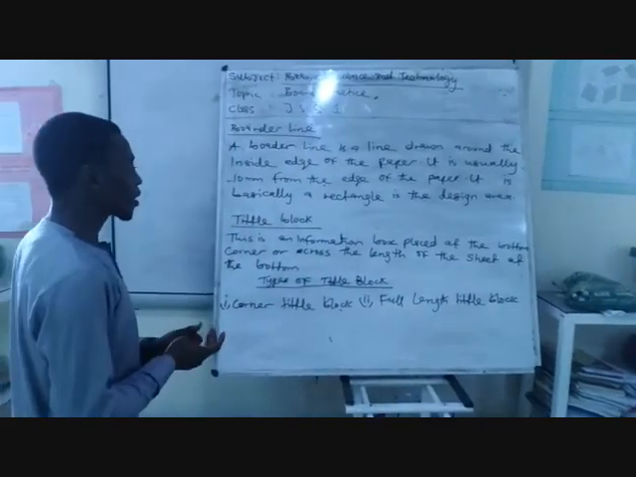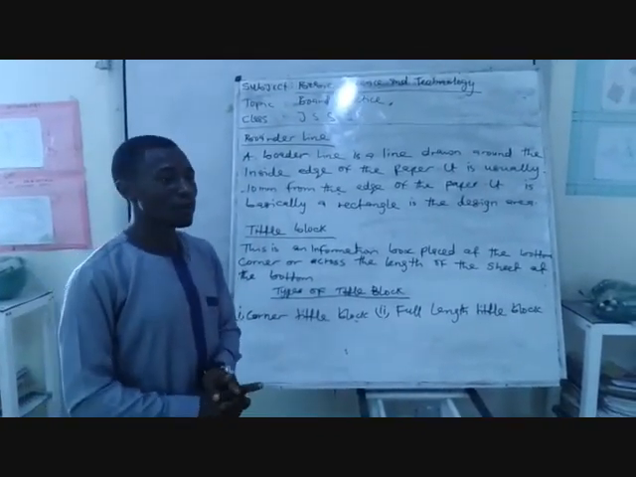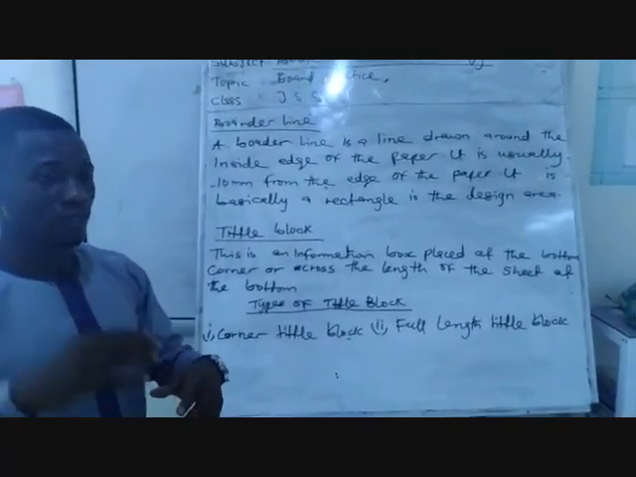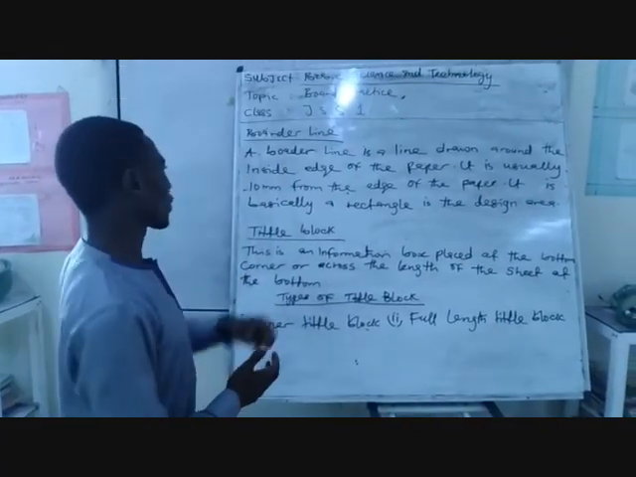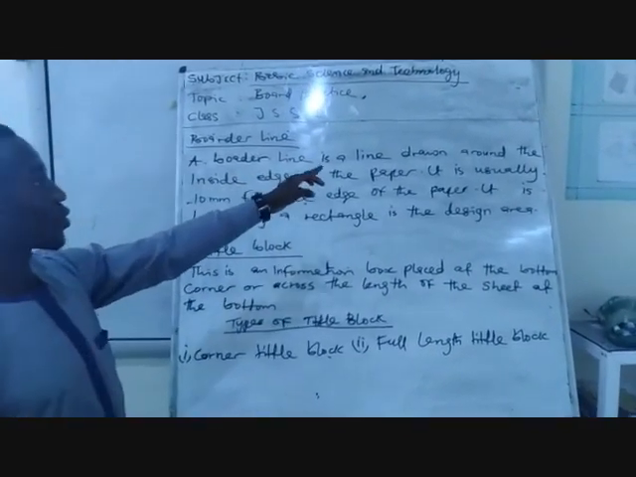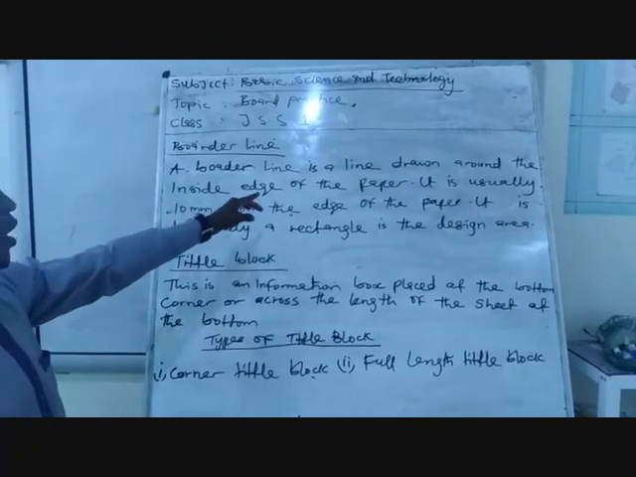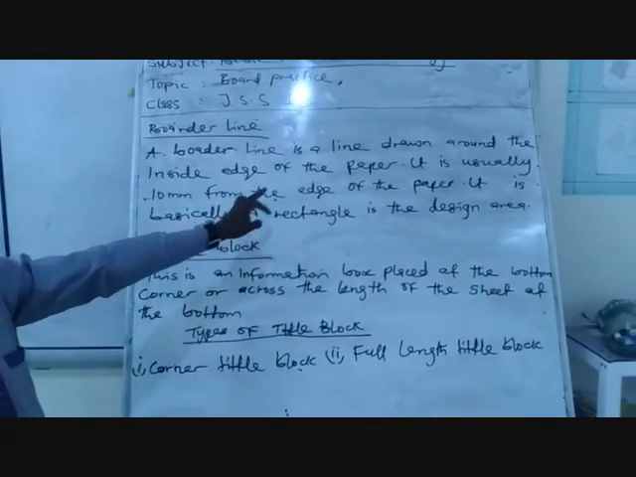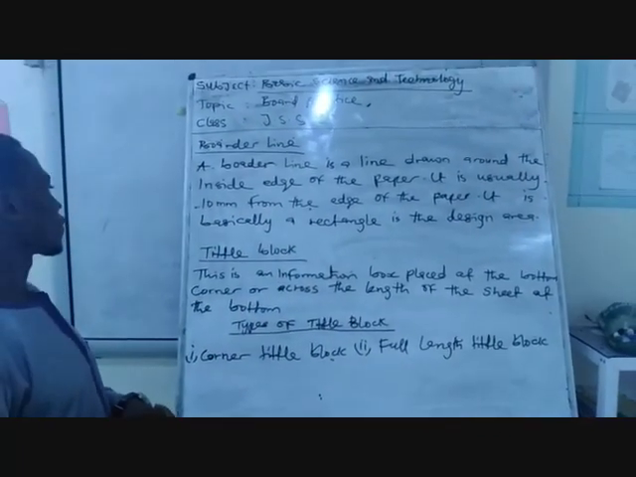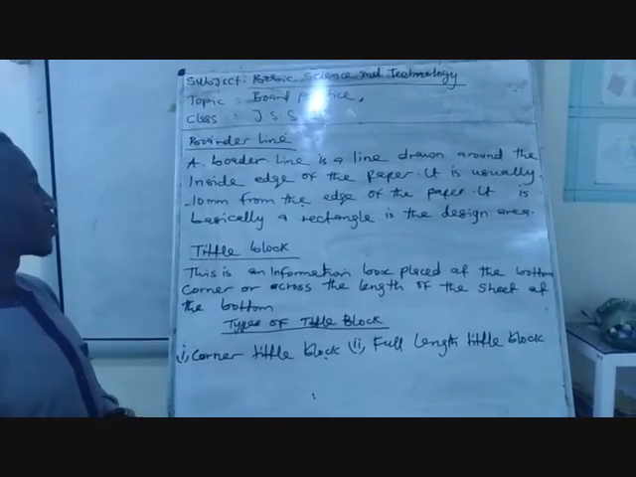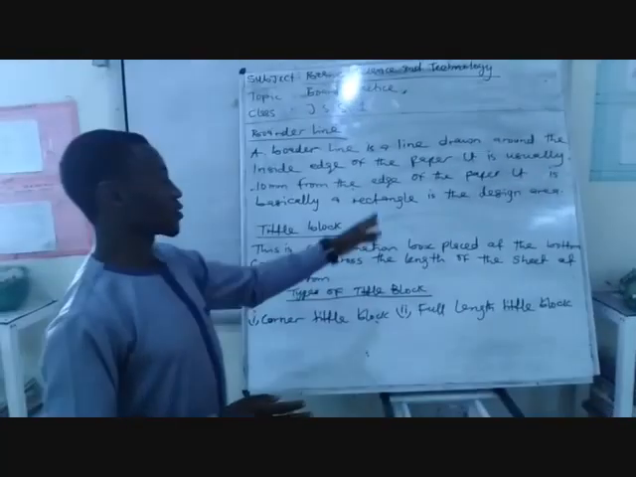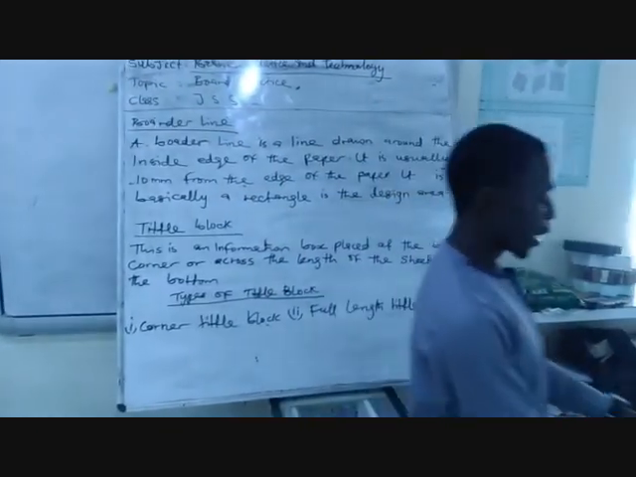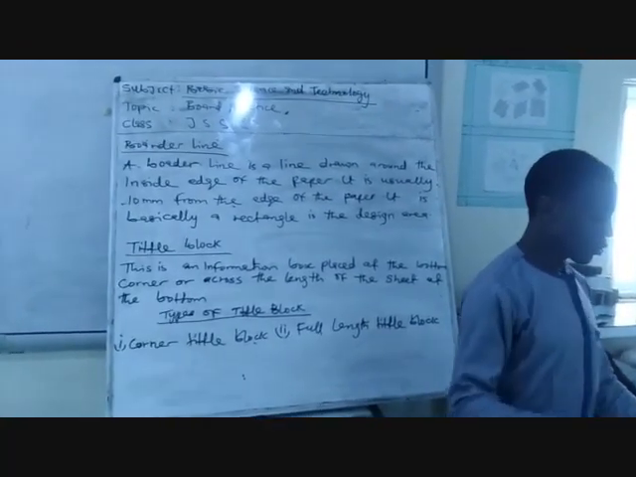Another thing we need to know in board practice is the borderline. I know some of you may think, what is this borderline all about? This borderline is a line drawn around the inside edge of the paper. It is usually 10 millimeters from the edge of the paper, and it is basically a rectangle. It is the design area. So this is a line you can draw on your paper.